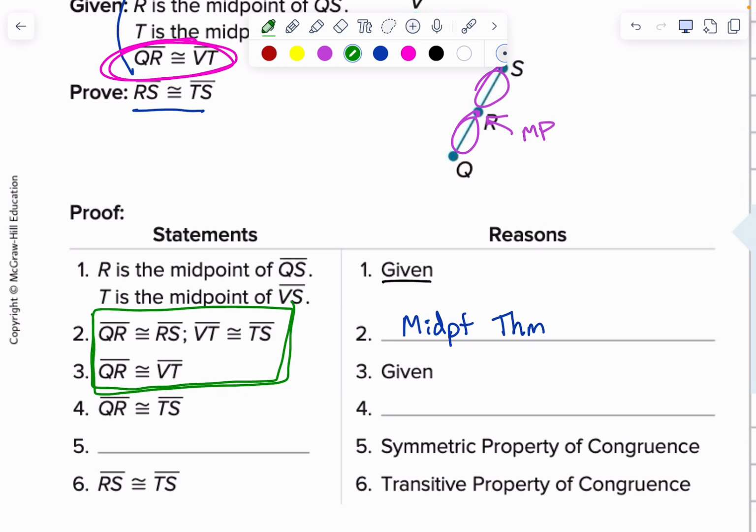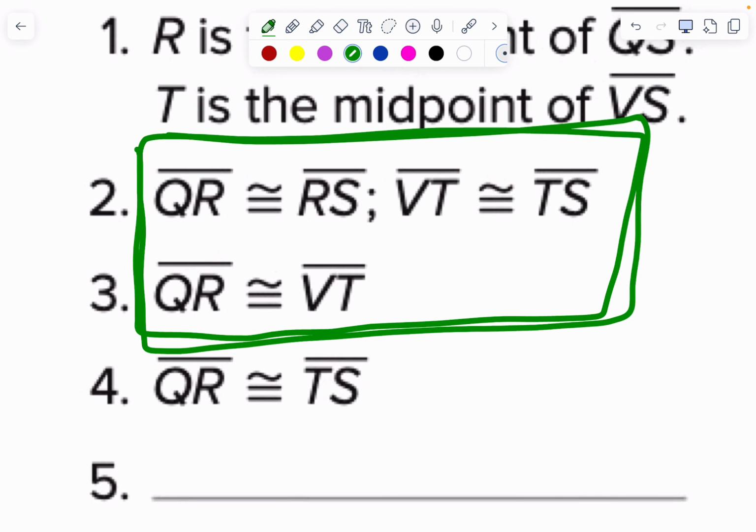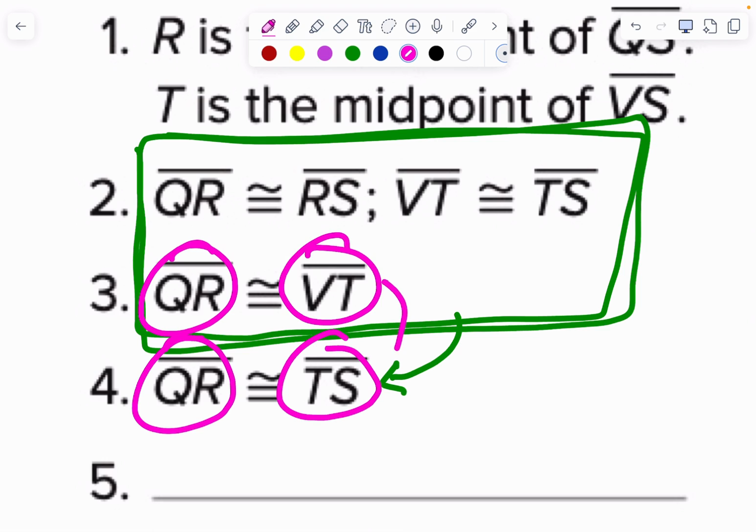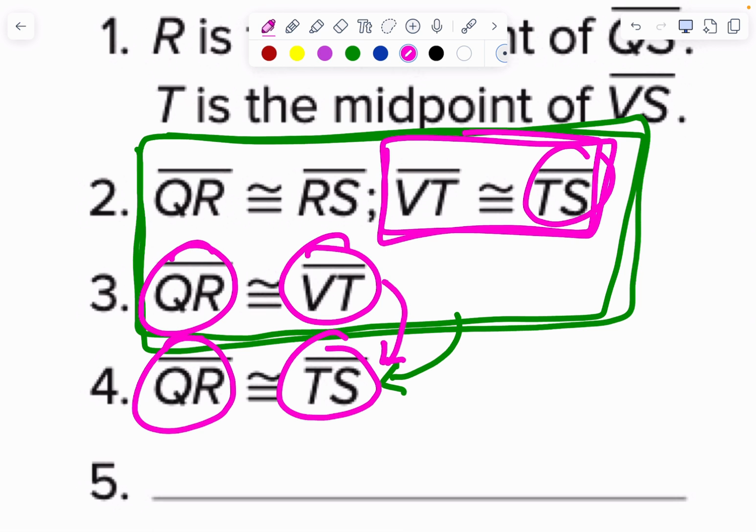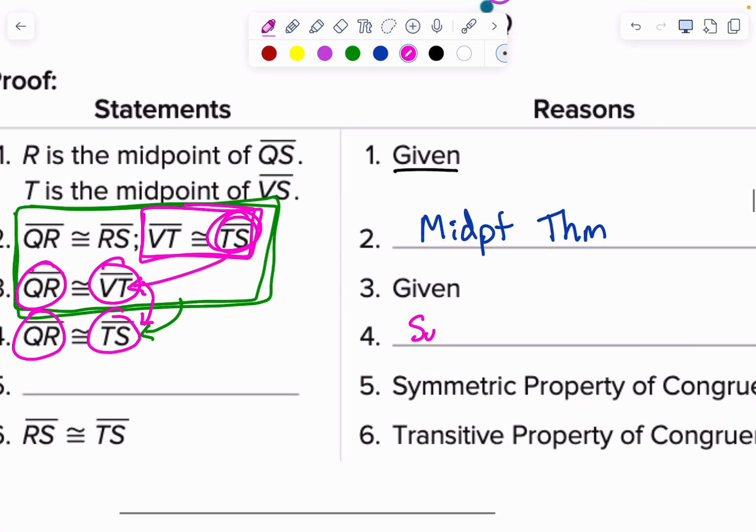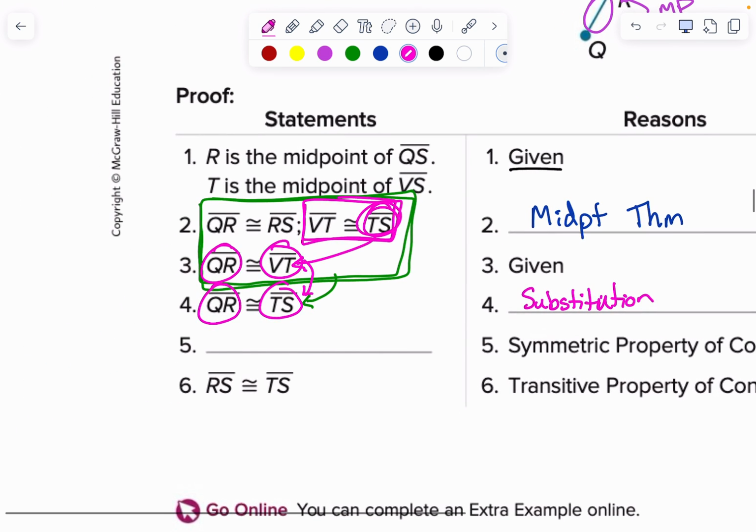But now let's look at these 2 steps right here. I've boxed them in green, and I want to figure out how to combine those in such a way to get this. Substitution. So if we look at QR equals VT, and I want QR to equal TS, VT somehow transformed into TS. How can I transform VT into TS? VT is congruent to TS, so I took TS and I've shoved him in there, right? So it's substitution. Okay? Those are all done.